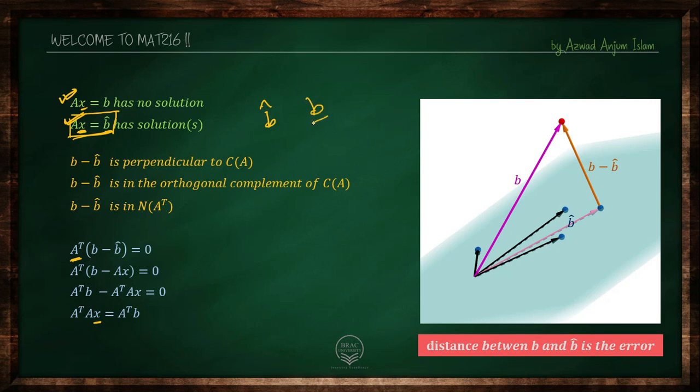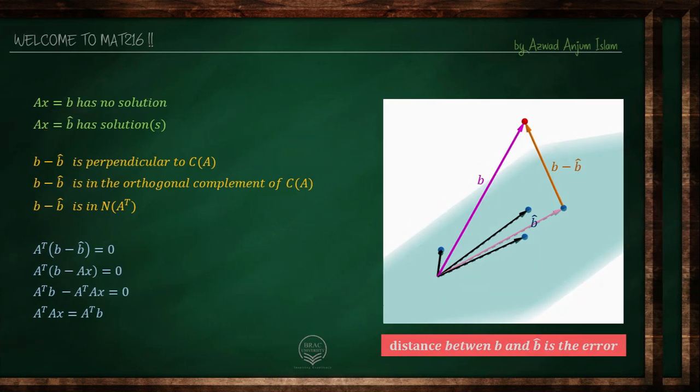I could not find a solution for b, so I am just trying to cheat and find the best possible answer, which is b hat, but they are not equal. So whatever is left, b minus b hat, this distance is the error, all right? The part that I could not calculate, the part that I am just ignoring for the sake of finding a solution.